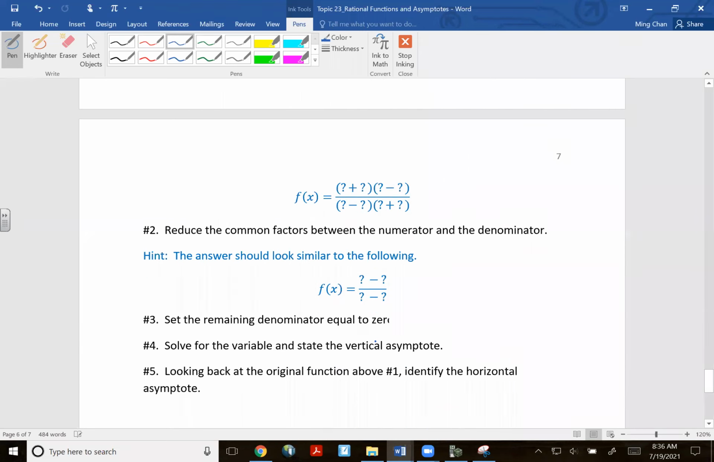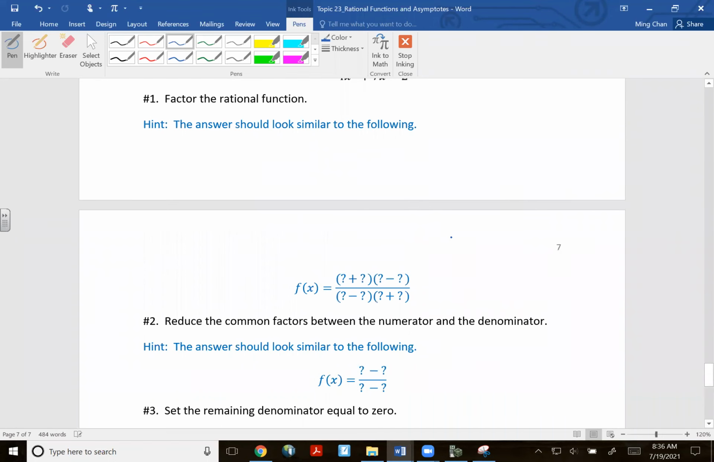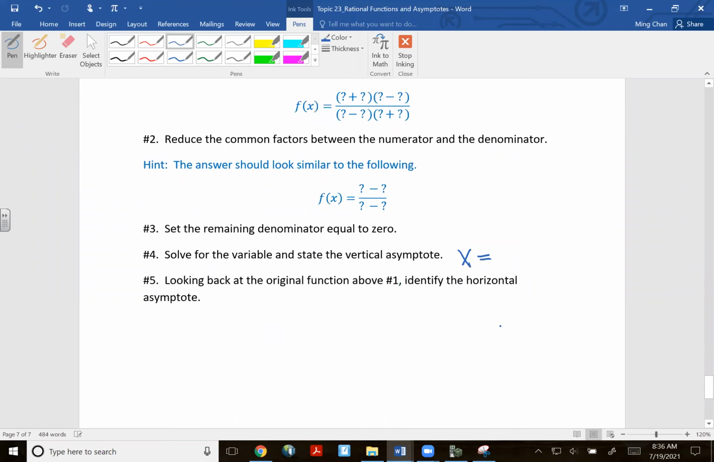Set the remaining denominator equal to 0 for number 3. Then number 4, solve for x. And then you have to say my vertical asymptote is going to be x equals a number. You have to write out the equation for the vertical asymptote. All right, looking back to the original function, identify your horizontal asymptote.